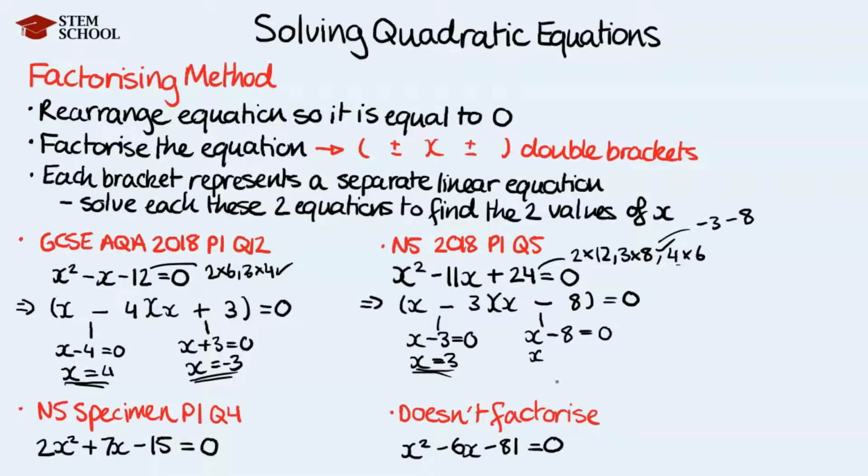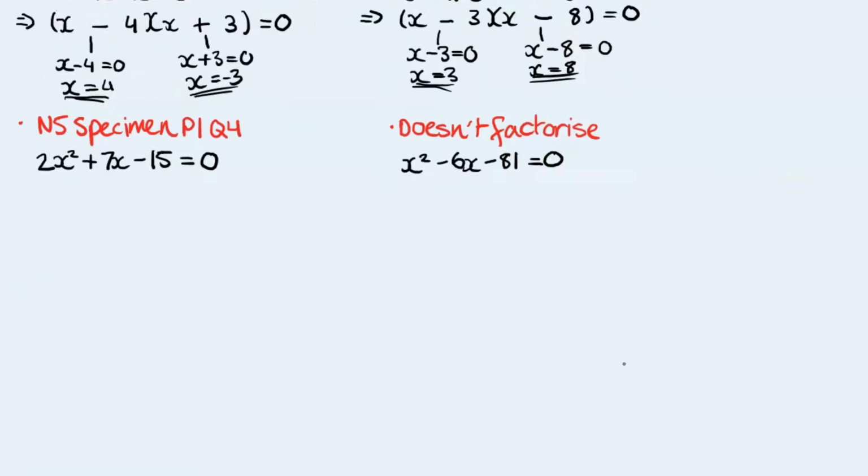So the final answer for x will also be x is equal to 8. Okay, so we have two values of x there. Okay, so it's as simple as that, right? So let's have a go at the final question, right?